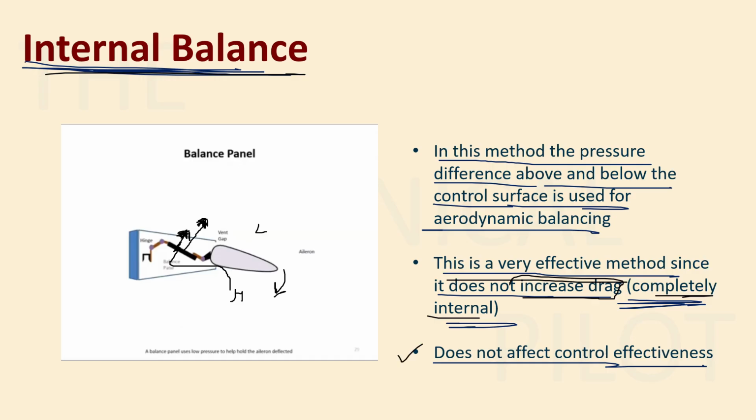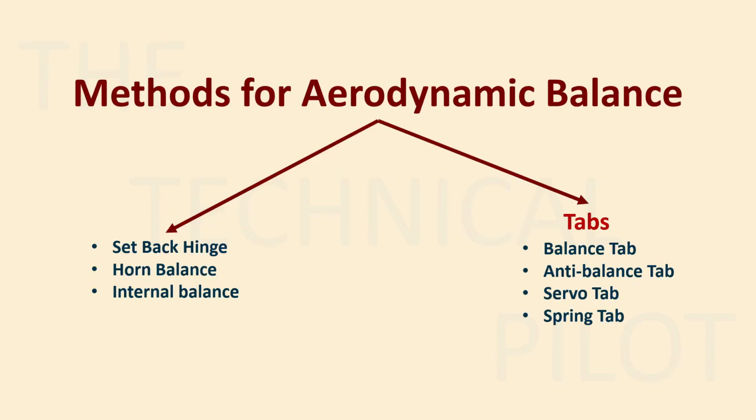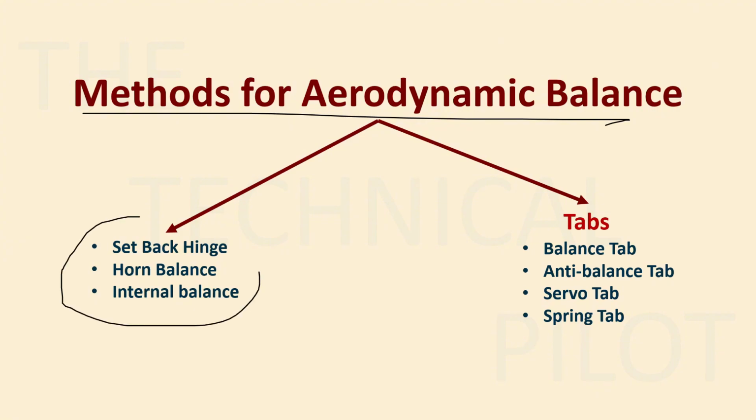And yeah, this method also does not affect control effectiveness. Again, the force is although generated, but it is in the same direction as the control surface. So there is no change in the control effectiveness. The controller is still effective. And now we have seen all of these methods that were affecting the control effectiveness. And we had stick setback hinge, we had horn balance, and then internal balance.